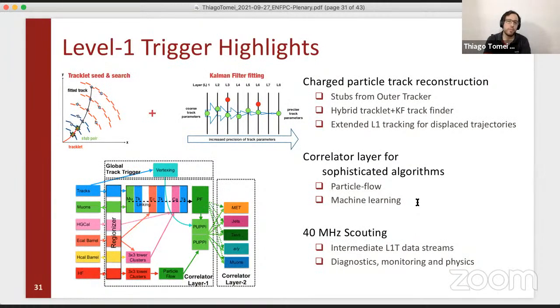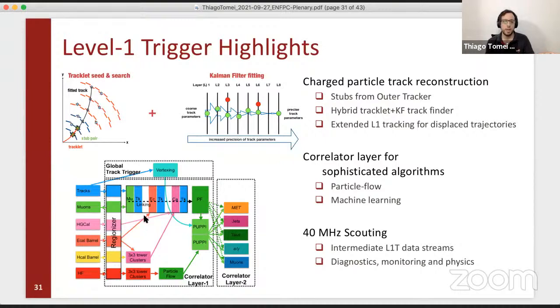Let me just highlight these 3 things. First, as I said, we'll have track trigger. So from the stubs from the outer tracker, we'll be able to run this hybrid tracklet plus Kalman filter track finder. The tracklet is where we put together stub pairs, and then you use these stub pairs as an input to a Kalman filter track finder. This is already described in the level 1 TDR, but just for tracks that come from the primary vertex. But we will be extending it for the displaced trajectories.